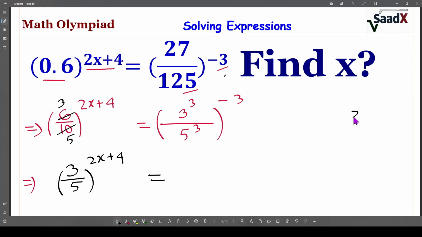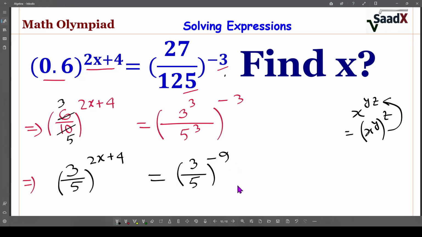We know x to the power y, then to the power z, we can write as x to the power y times z. This is a similar thing. So same, this one we can write like this. Therefore we can write 3 by 5 to the power minus 9. How? Look, 3 to the power 3, then to the power minus 3, we can write 3 to the power minus 9. Similarly, here is 5 to the power 3 and to the power minus 3, so ultimately it will become 5 to the power minus 9.